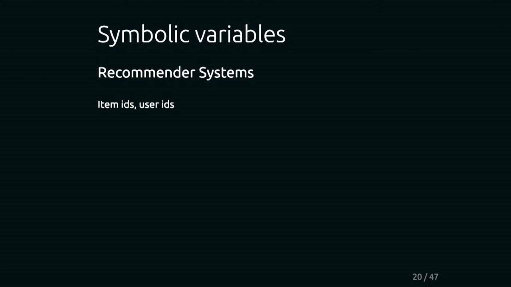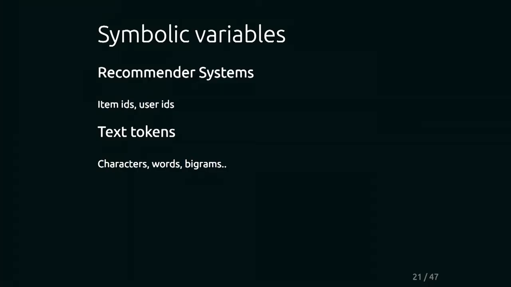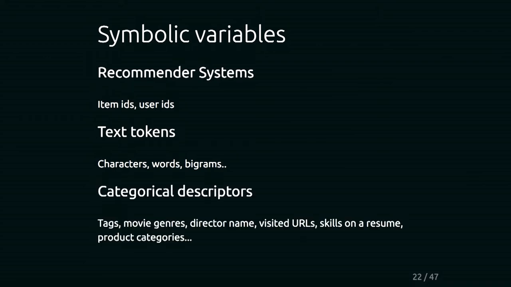So for recommender systems, this could be the item IDs and user IDs, but we have exactly the same problem for neural nets when we try to deal with text tokens. For natural language processing, for instance, like characters, words, and bigrams. But it also happens when you have any kind of categorical descriptors. For instance, tags for your products. So it could be additional metadata on your product in the catalog, or movie genres, director names, the history of visited URLs in the past, if you track the user activity to do personalized advertisement, for instance. Or skills on a resume, if you are like LinkedIn or Viadeo, for instance, or product categories, and so on. So for all those cases, we have this symbolic variable problem.